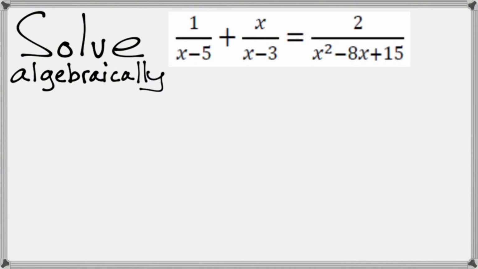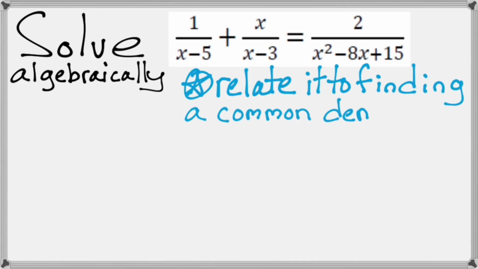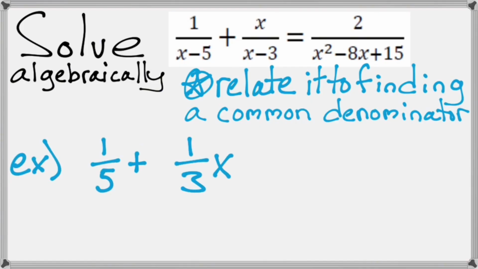Okay, here we go. So before we get into the solving idea, I just want to take a moment to relate this equation to something that is hopefully relatable from the past. Finding a common denominator. That's what we're going to do here in order to solve this equation. Right now, our denominators involve binomials and a trinomial, and we need to find a common denominator.